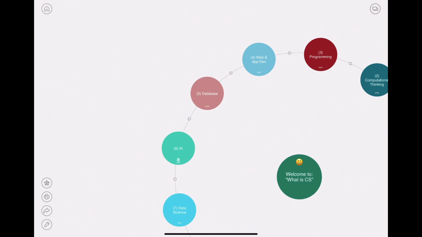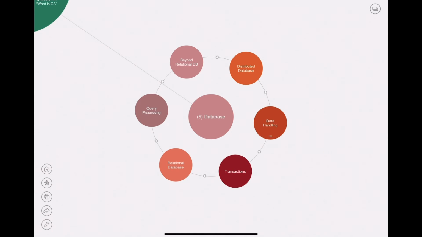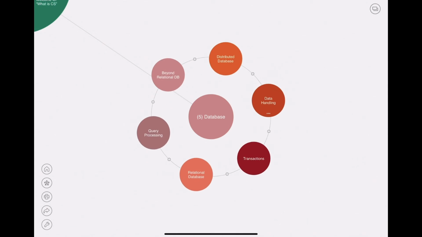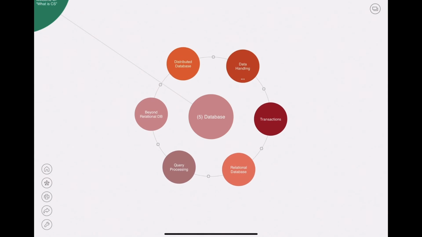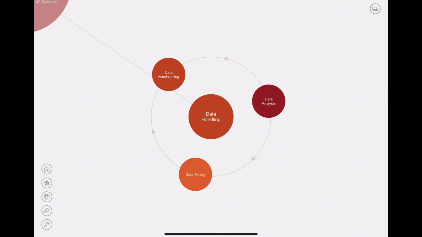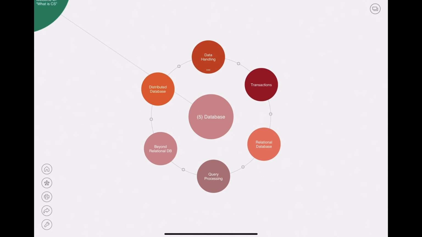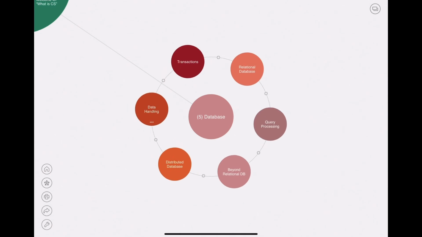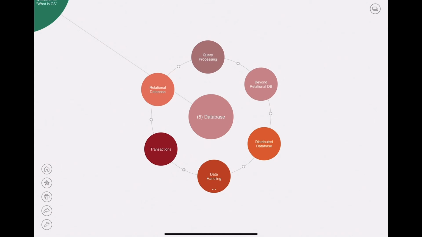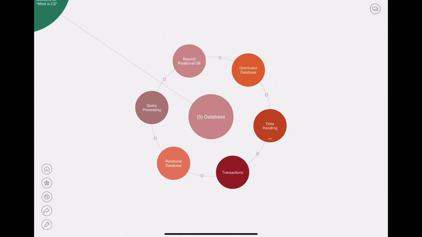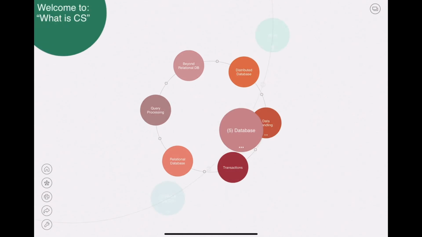Then we move on to databases. Database is a huge topic. We will have a look at distributed database. We will have a look at data handling, that is data warehousing, data analysis, and some data mining. And then we will have a look at transactions. We will have a look at relational database, query processing, beyond relational database, and distributed database.